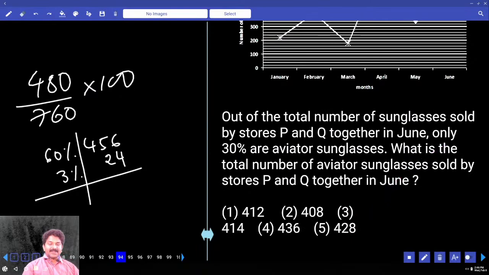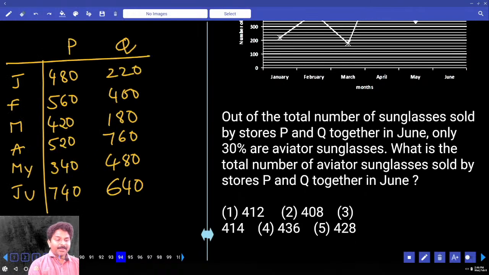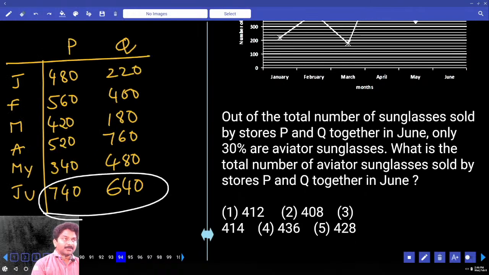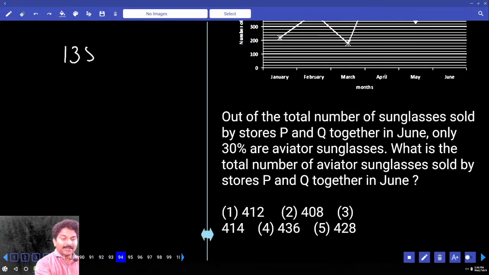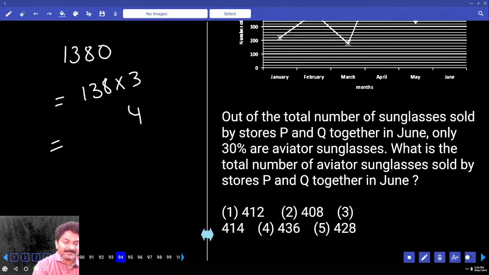Out of total number of sunglasses sold by store PQ together in June. PQ together in June. 1380. Only 30% are aviator glasses. What is the total number of aviator sunglasses sold by PQ together in June? What percent they said? 30%. That is 10% into 3 only. Answer must end with 4.